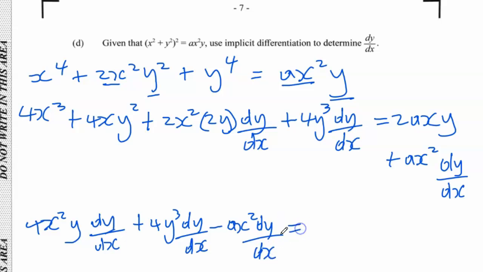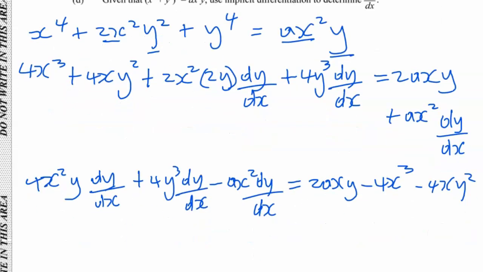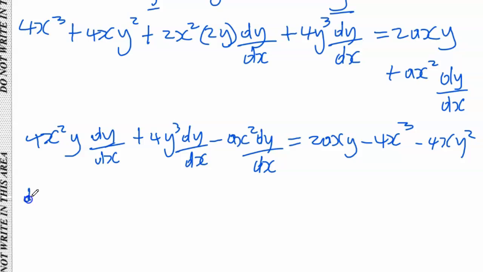We group everything else on the other side. So we have 2axy, we have minus 4x cubed, and we have minus 4xy squared. So now we are going to factor out the dy by dx. So we factor out the dy by dx term.